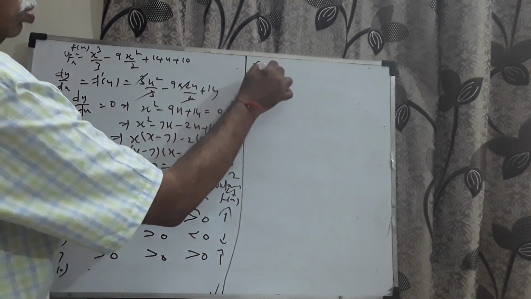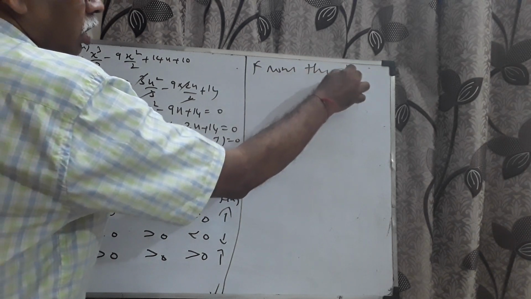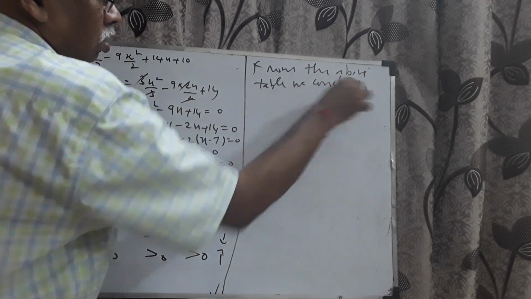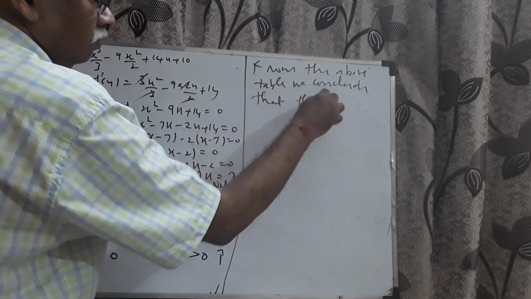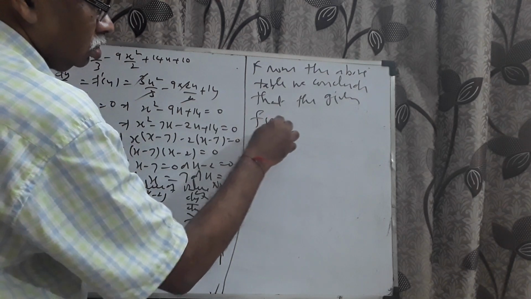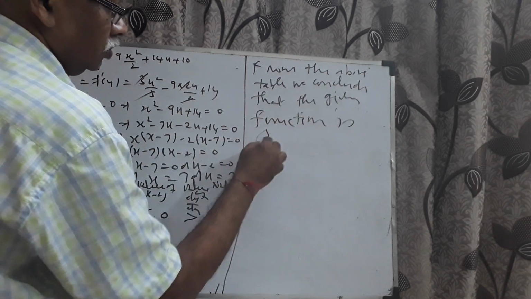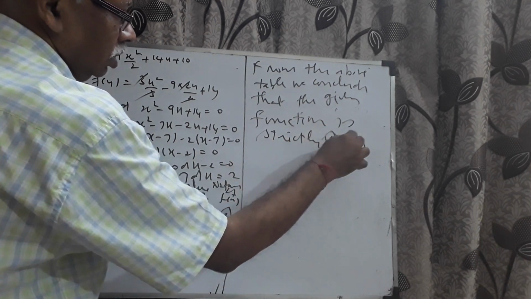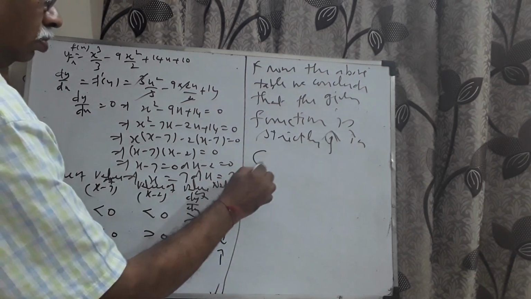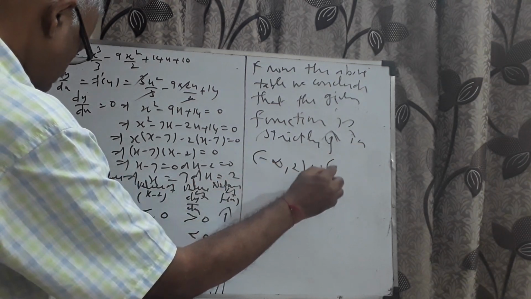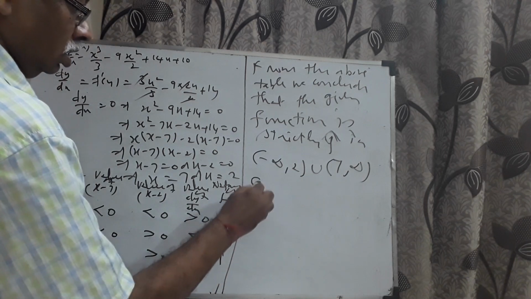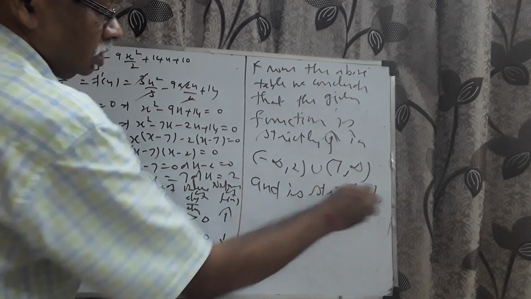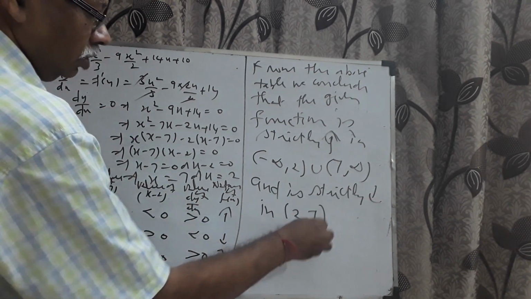Therefore, from the above table, we conclude that the given function is strictly increasing in the intervals minus infinity comma 2 union 7 comma infinity, and is strictly decreasing in the open interval 2 comma 7.